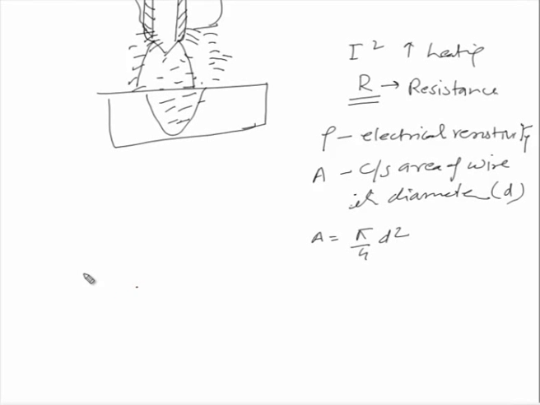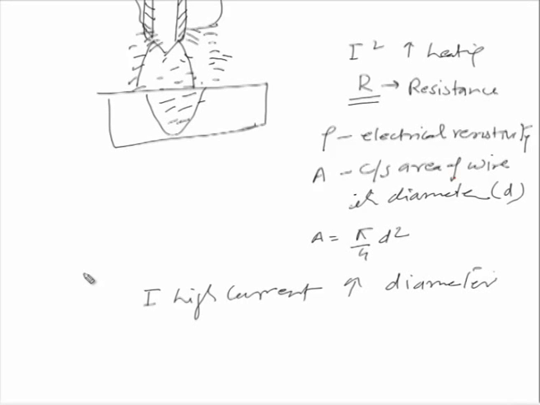So, if you want to use high current, then if I is high, we need to use a large diameter electrode. Large diameter electrodes will reduce the resistance for the flow of current through the core wire, which in turn will decrease the electrical resistance heating, and thus it will allow the use of high current without causing much thermal decomposition of the electrode coating material. So, this is one thing that affects the upper limit of the welding current.